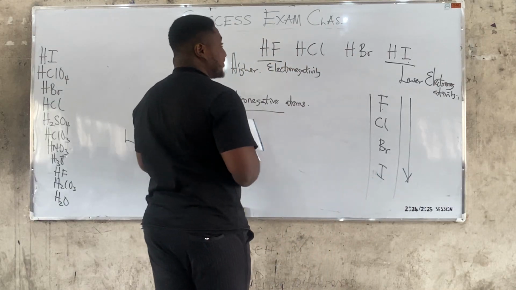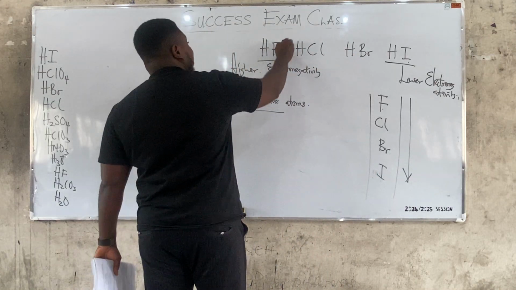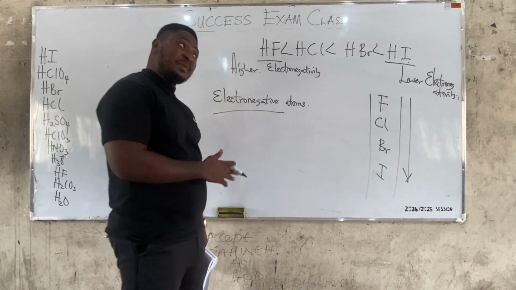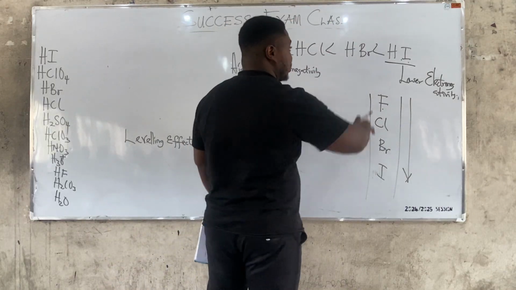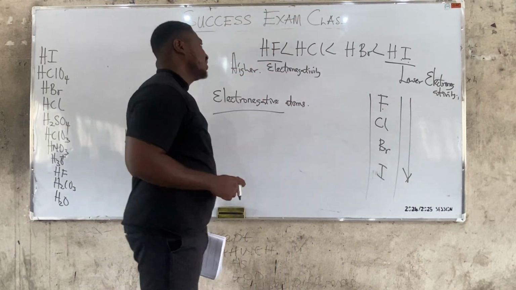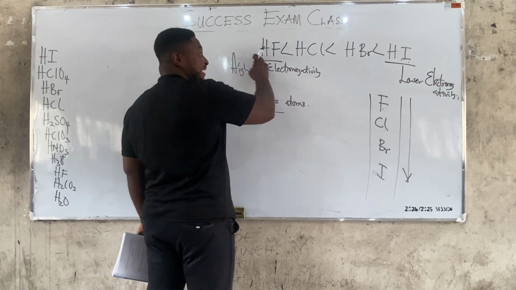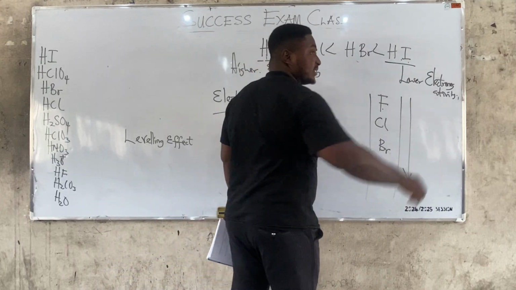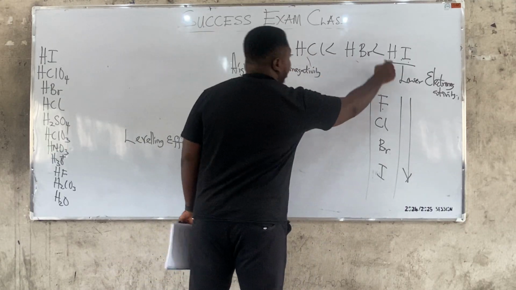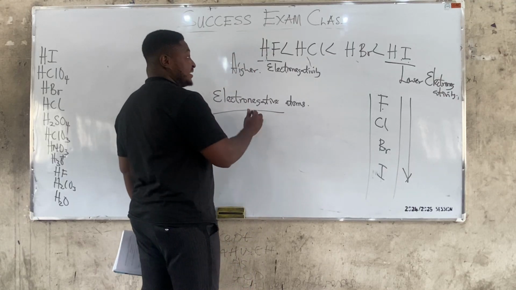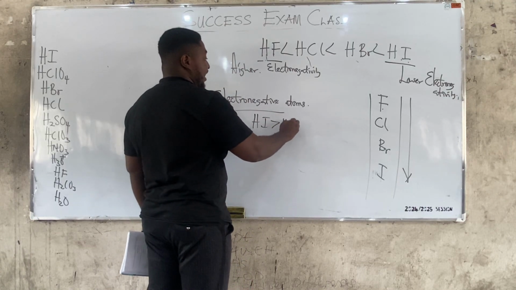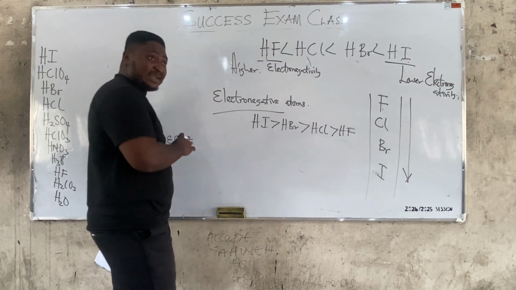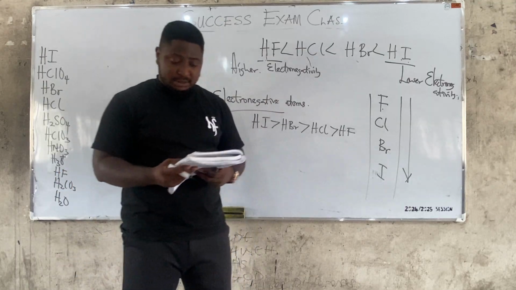So class, if you are asked to arrange these in order of increasing strength, this is less than this, less than this, and this is the highest. So from lowest going till you get to the highest. But if they say decreasing strength, you start from the highest before you go to the lowest. Then for decreasing strength, you say HI is greater than HBr, greater than HCl, greater than HF. This is decreasing order.